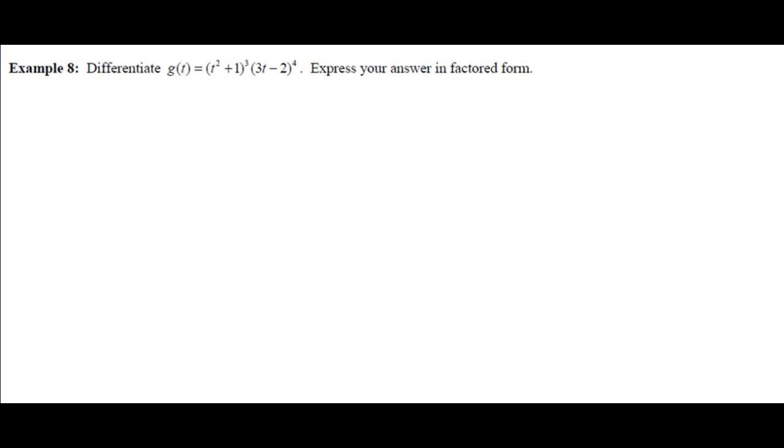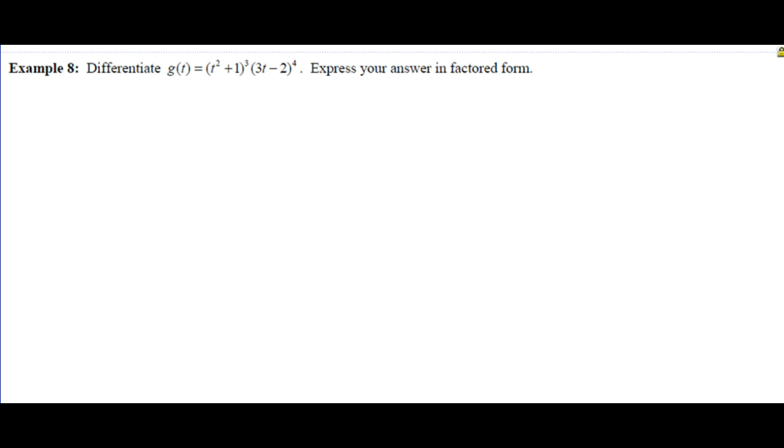Differentiate g of t is equal to t squared plus 1 cubed times 3t minus 2 to the 4th. All right, we have a product. We're going to have to use the product rule. But in order to take the derivative of the first term, which is t squared plus 1 cubed, we're going to have to use the chain rule. Right? So each derivative that we take, which is the derivative of this and the derivative of that, we're going to have to use the chain rule.